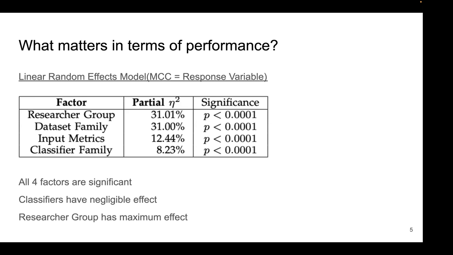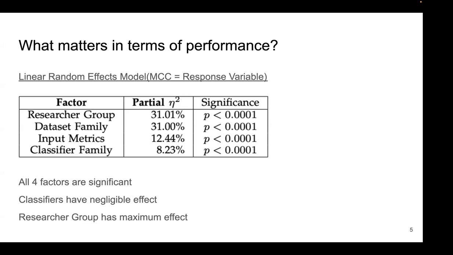However, their intuition was that classifiers would have the most significant effect, but they found that classifiers in fact did not. It had the least effect among all four, even though a lot of research focuses on improving the classifier and trying something more fancy. And the thing that was surprising here was that the researcher group ended up having the maximum effect on the response variable, which is MCC here.